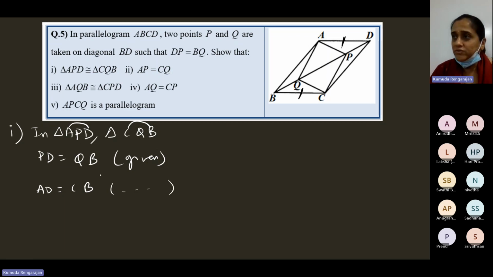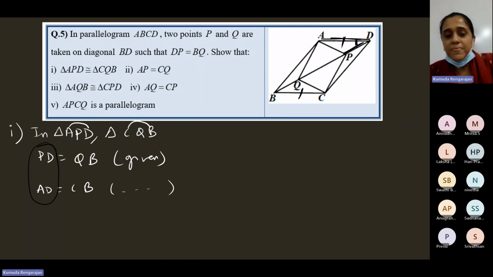So now we have two pairs of equal sides. It is not SSS, so it has to be SAS. Then it has to be the included angle. So which are the sides? In the first triangle, it is PD and AD. This is PD, this is AD, so this is the included angle. In the second triangle, it is QB and CB, so it is this angle in the second triangle.